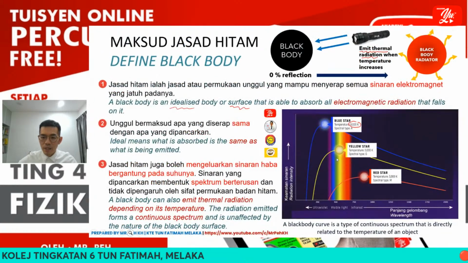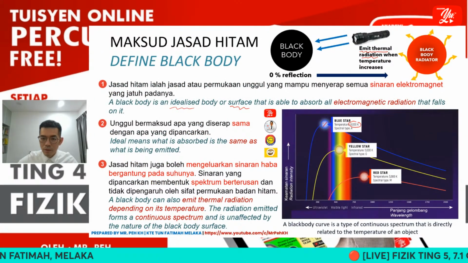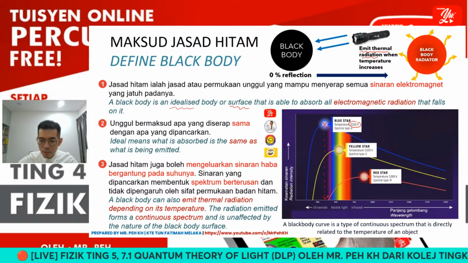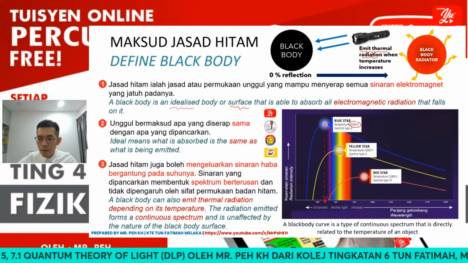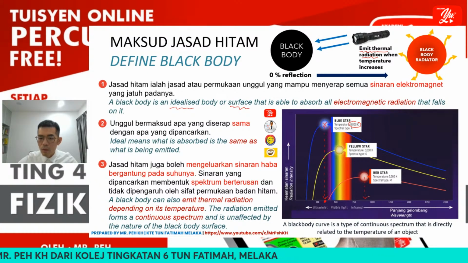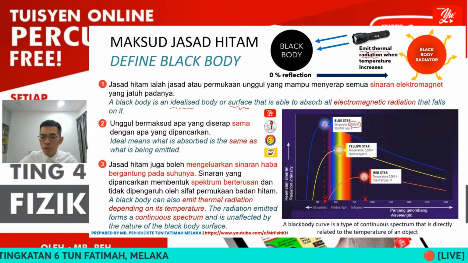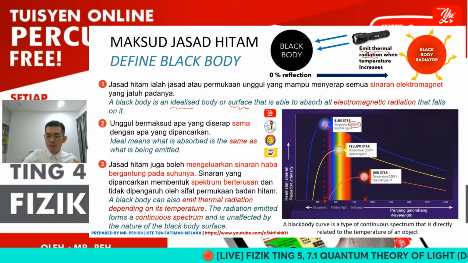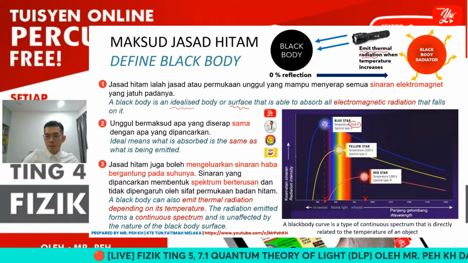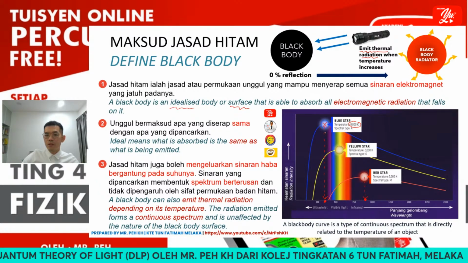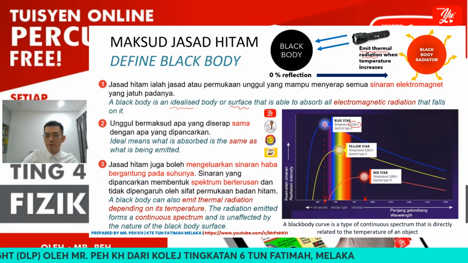Or you can see, if I extend the maximum point, here is the maximum intensity emitted by the blue star. You can see the wavelength is actually shorter compared to the red star, where it has the longer wavelength. Okay, so in conclusion here, the brighter or higher the intensity emitted by the black body, the light it emits will have a lower wavelength.